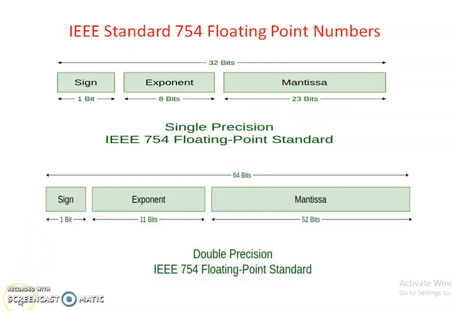Now we discuss the double precision IEEE 754 floating point standard. IEEE has increased the number of bits from 32 to 64, which is called a double precision number. In a double precision number, the mantissa is represented using 52 bits, the exponent is represented using 11 bits, and the sign is represented by 1 bit. That is the double precision IEEE 754 floating point standard.